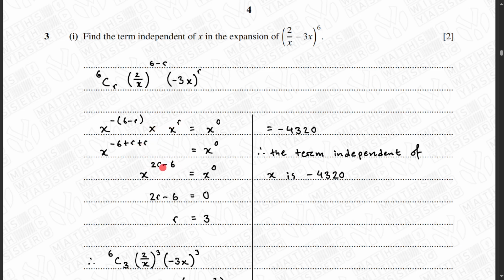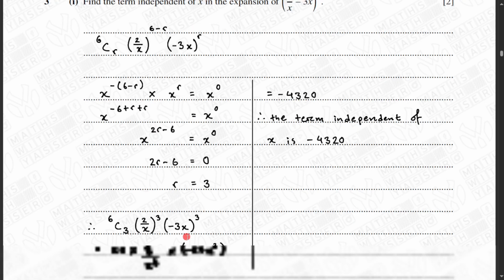Simplifying it, we get 2r minus 6. So with the help of the equality rule, we can say that 2r minus 6 is equal to 0. Therefore, r is equal to 3. That means when r is 3, we will be getting the independent term of x.